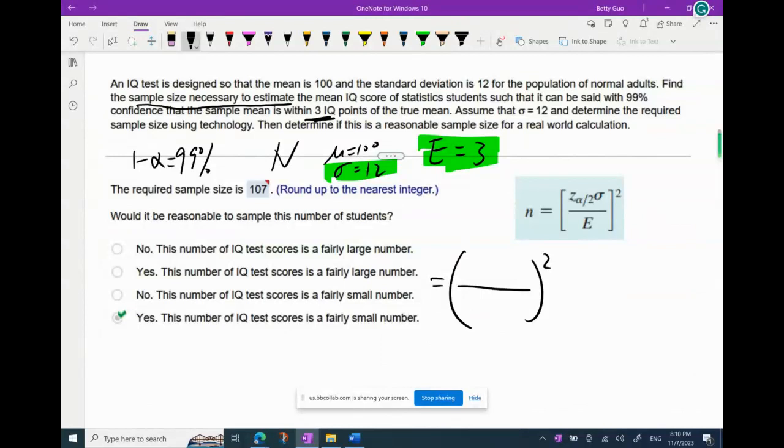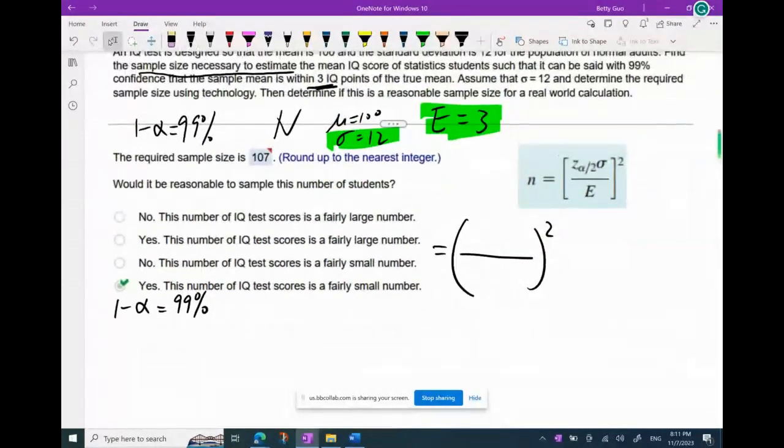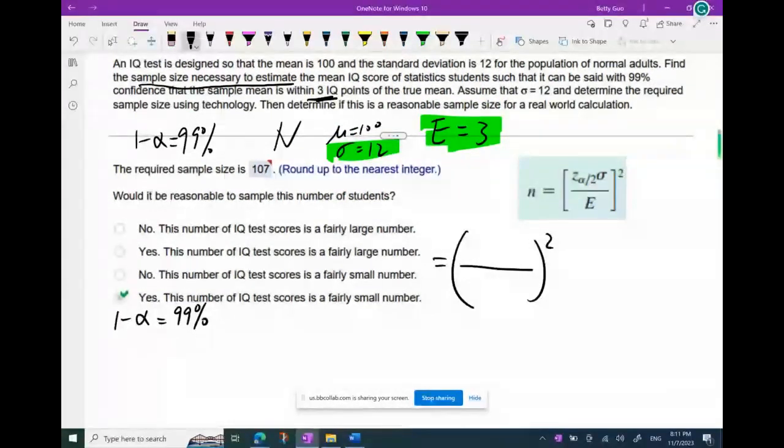Okay, we have to find z sub alpha over 2. That's very important. What is alpha? We know 1 minus alpha is 99%. This part is probably the challenging part because z sub alpha over 2 is not given. We have to figure it out ourselves. How do we figure it out? We start from the confidence level that is given. 1 minus alpha is the confidence level, 99%. So you would know alpha is 1%, because they are complements. And then alpha over 2, half of it, would be 0.5%.